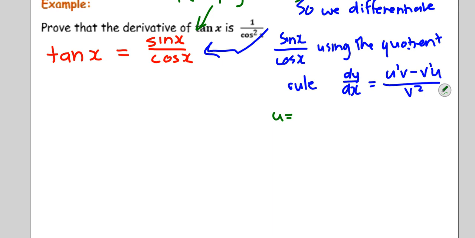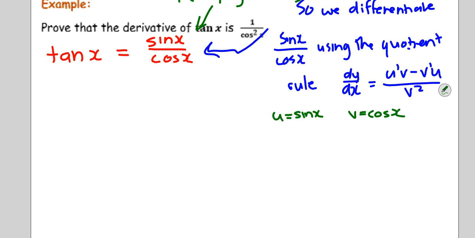It's sine x, yes. Yeah, u's always the top, the numerator. So think alphabetical order, u over v. So the u has to be the sine x, and the v has to be the denominator, sorry. So the u is the numerator, v has to be the denominator. Kind of goes in alphabetical order.